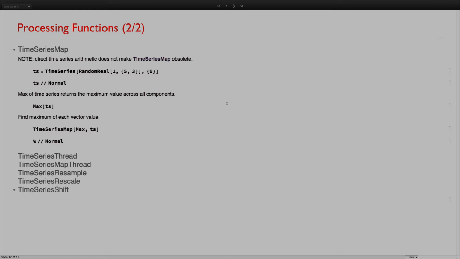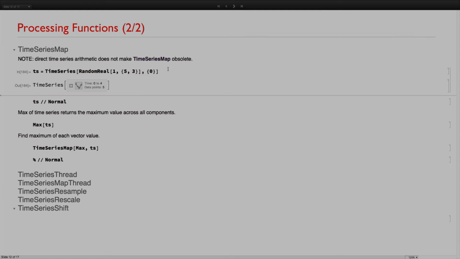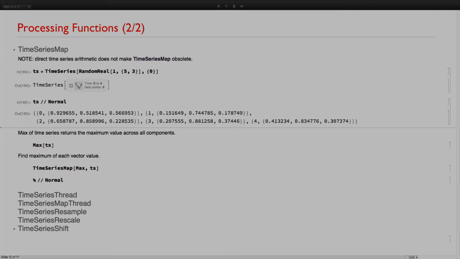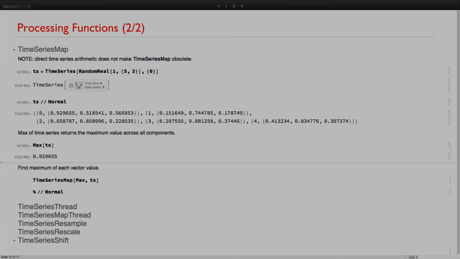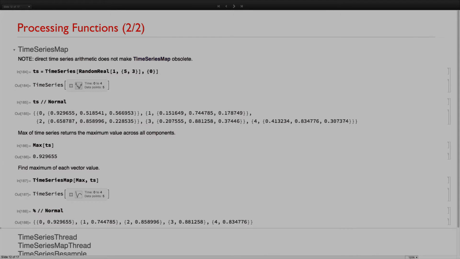in the visualization. Okay. One remark on time series map: even though we have direct function application on the time series, that doesn't make time series map obsolete, because in this situation we have a three-dimensional path here, and if I apply just maximum directly to my time series, then I just get one single number, which is the maximum of all the components. But if I would like to find the max for each value, then I would go with time series map. So this function is still useful, especially for vector-valued time series.